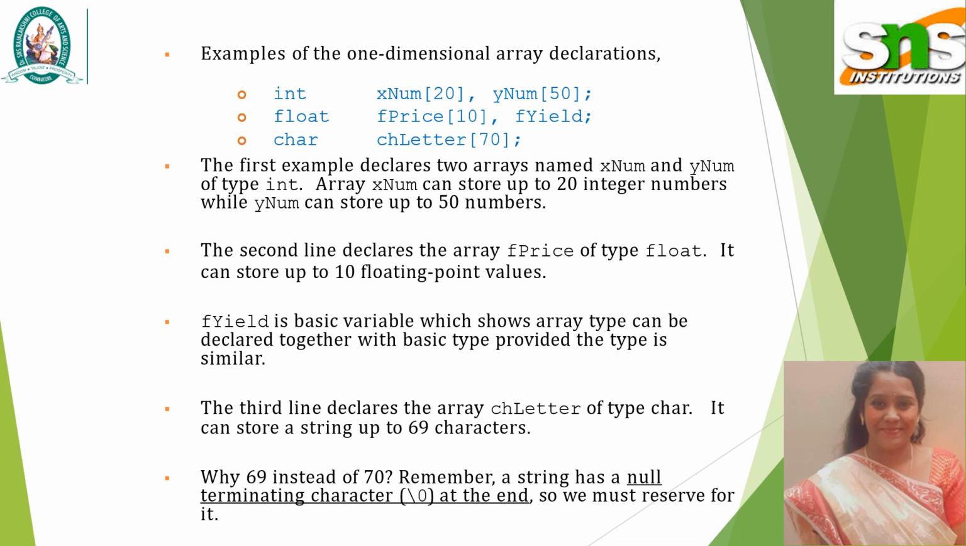The y field is a basic variable that shows the array type that can be declared together with the basic type. That is very similar. The third line declares the array ch of type character that can store a string of up to 69 characters. We can have an array index from 0 to 69 for a size of 70.